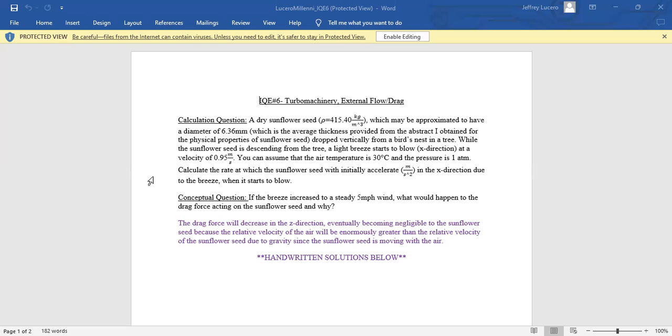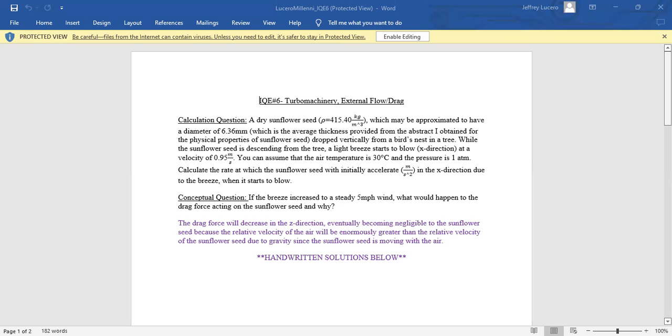The drag force will decrease in the z direction, eventually becoming negligible to the sunflower seed, because the relative velocity of the air will become enormously greater than the relative velocity of the sunflower seed due to gravity, since the sunflower seed is moving with the air.